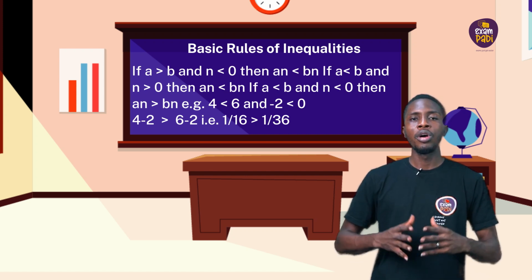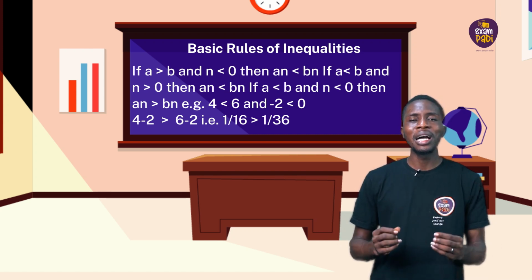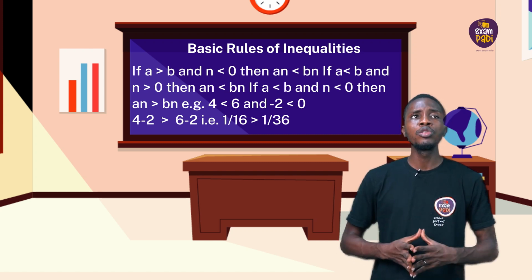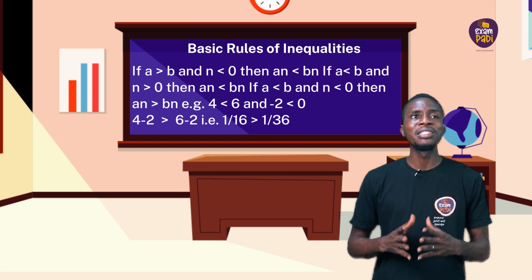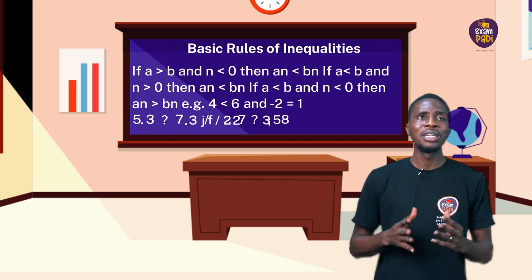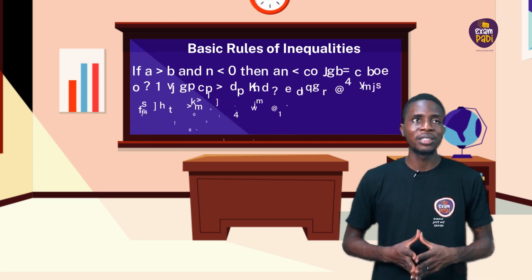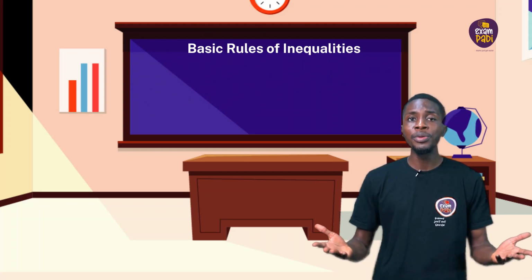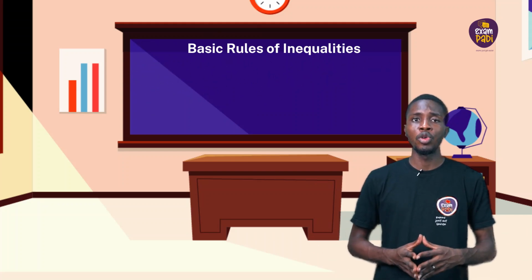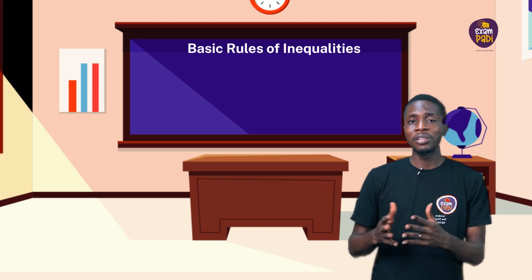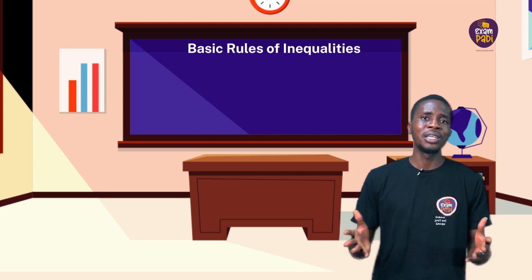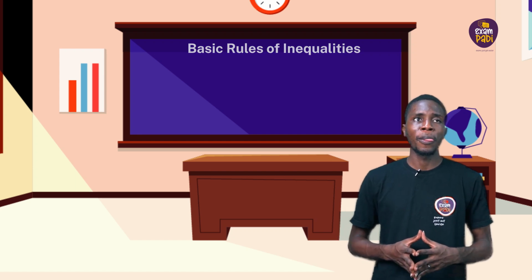For example, 4 less than 6 and minus 2 less than 0 simply means 4 raised to the power of minus 2 is greater than 6 raised to the power of minus 2. That is 1 over 16 greater than 1 over 36. You can simply prove this using your calculator. 1 divided by 16 greater than 1 divided by 36. Compare them using their decimal answers.